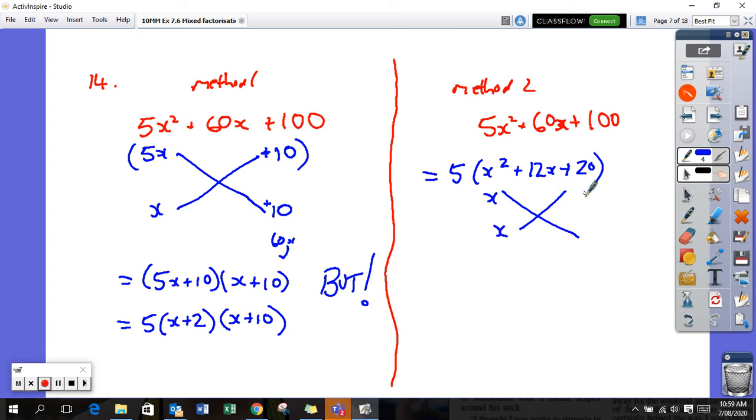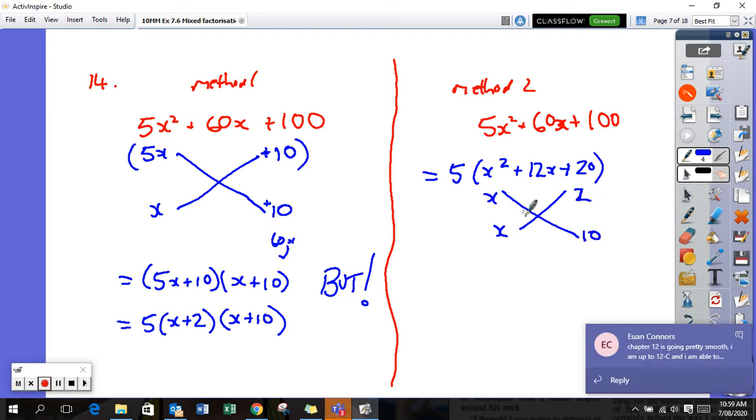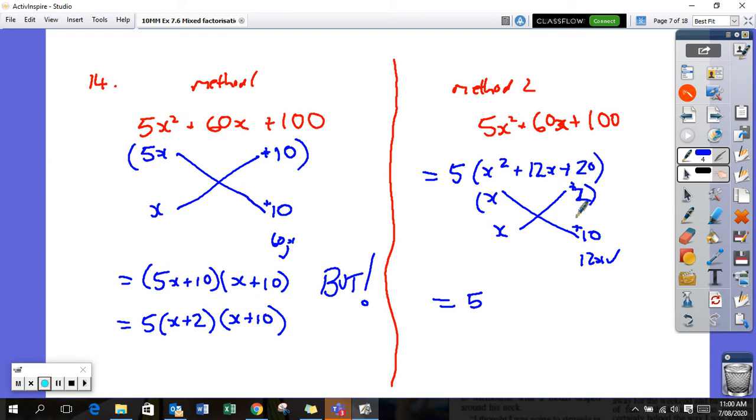Okay, now we need two factors of 20. They're going to add to 12. So we're going to go 2 times 10, both positives. So we've got 10x plus 2x is 12x, which is what we want. So now that's going to equal, the 5 is still there, we've got an x plus 2, and we've got down here an x plus 10. Both the same answer, two different ways to get there.